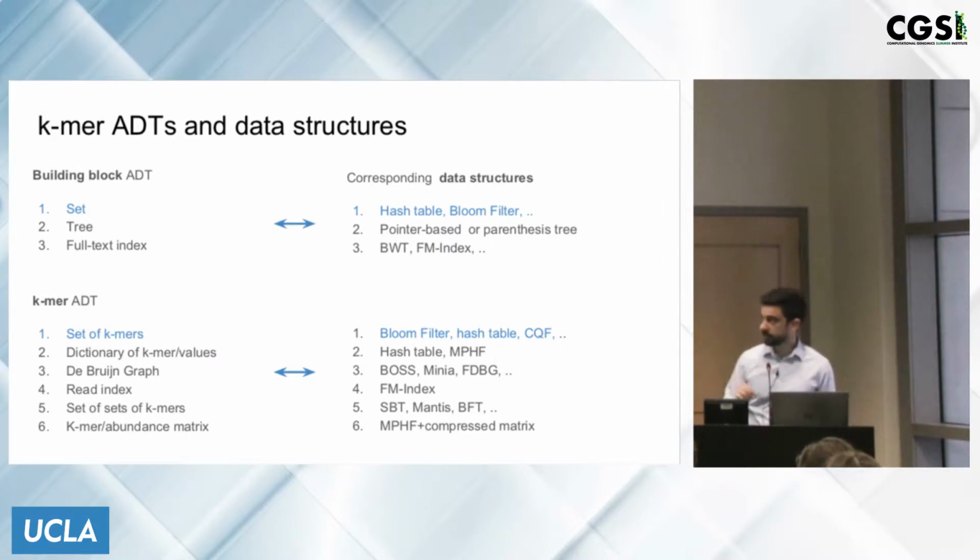In k-mer ADTs, we will be interested in the following data types. Set of k-mers, a dictionary of k-mer values, de Bruijn graphs, read indices, where you can query where a k-mer is in a read data set, set of sets, which are sets of sequencing data sets, and k-mer matrices. There are corresponding data structures to do these operations, but the overall goal is on the left. I'll go over most of these data structures during the rest of the talk if I have time.